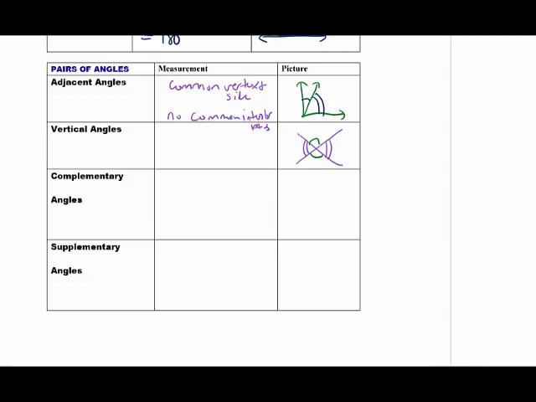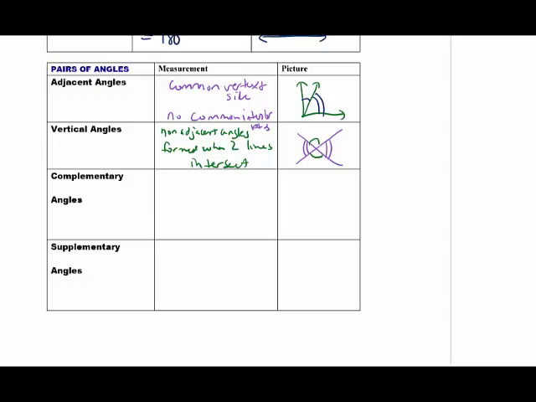These are non-adjacent angles formed when two lines intersect. An important piece for vertical angles is that they will be congruent, meaning they have the same measurement.